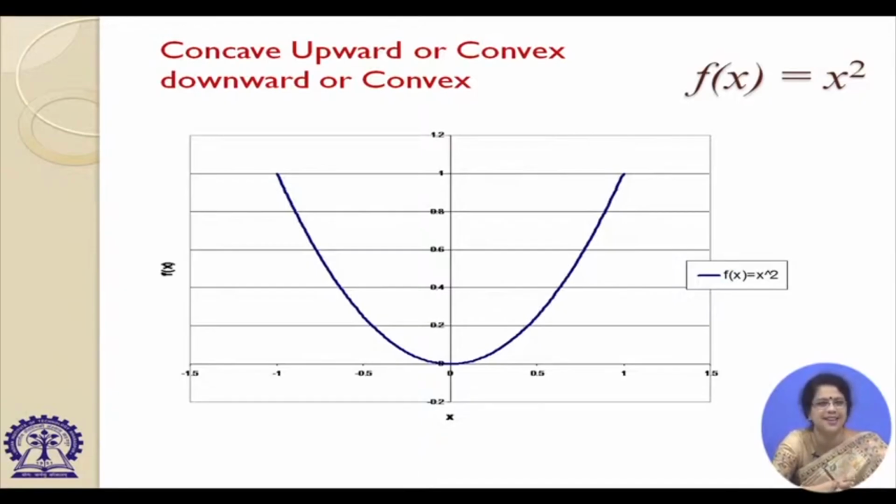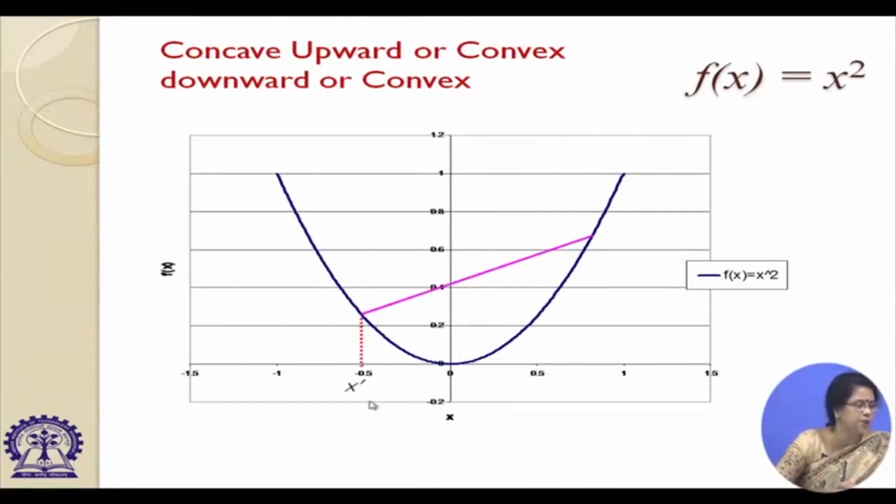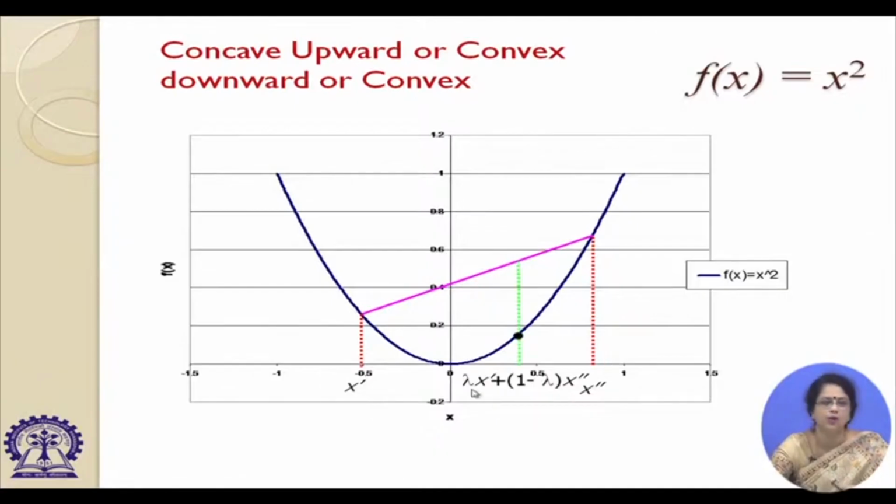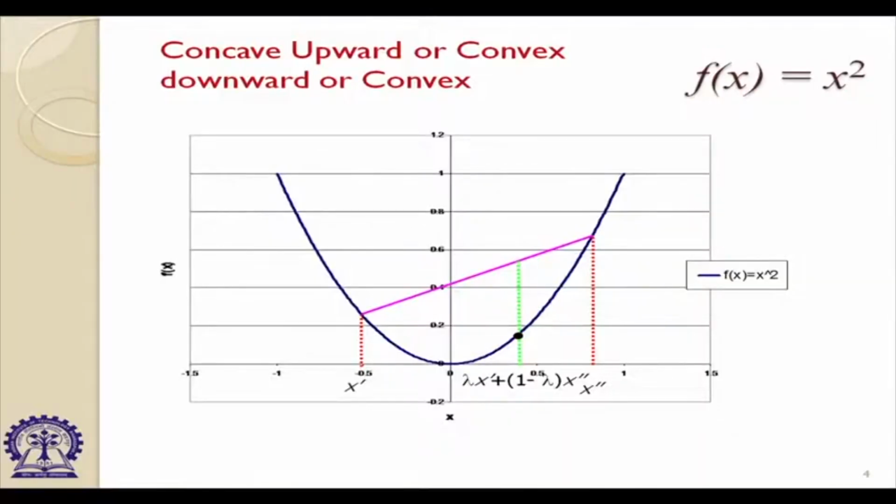How can we say this is a convex function? The definition is that if I take two points from the domain, x prime and x double prime, and I join them with a line, then the functional value will be lesser than the value at any point lying on the line joining the two points. All right, that is the basic definition. How to say it mathematically, I will tell you next. This is a convex function.